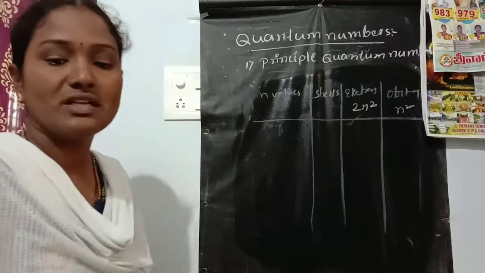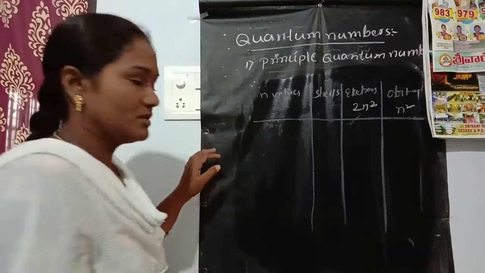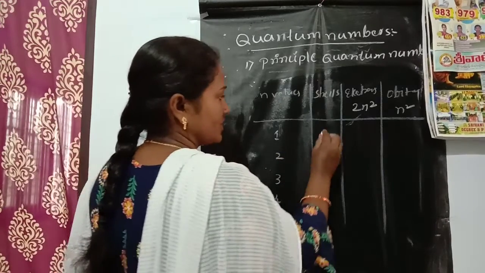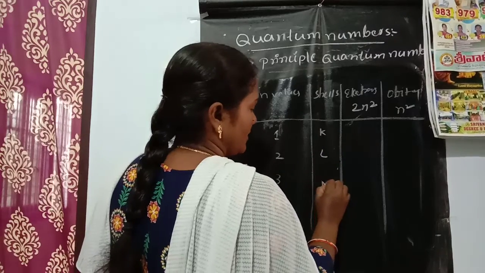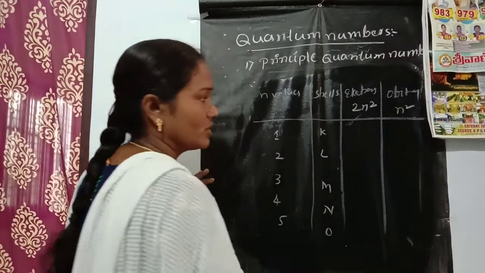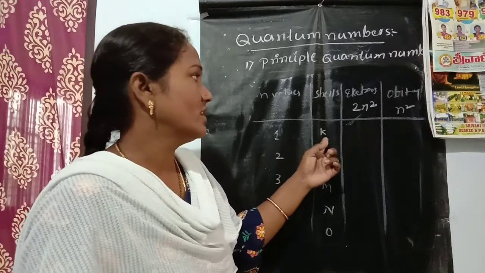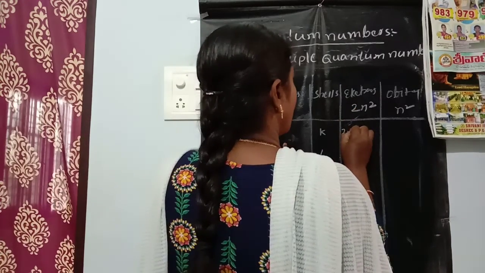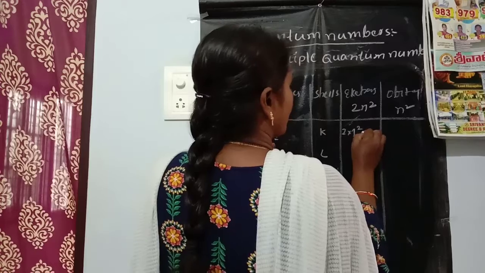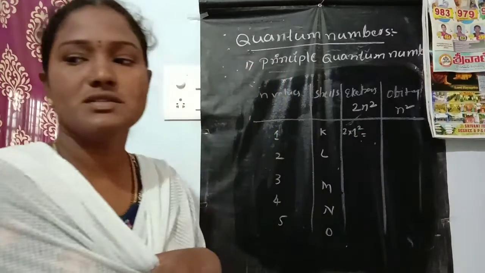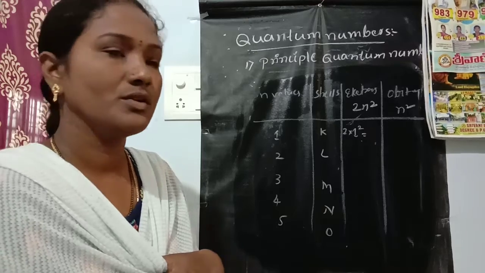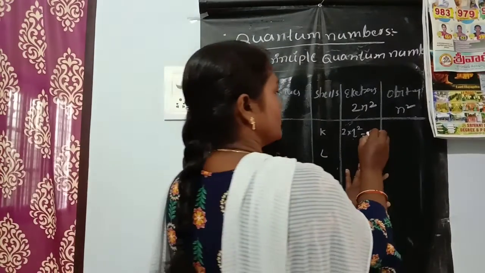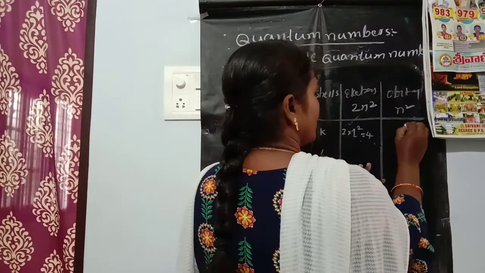First one is n values: 1, 2, 3, 4 or 5. Number of shells: K, L, M, N or O. Number of electrons is 2n square. Substituting n equals 1: 2 into 1 square equals 2 ones are 2. So K shell has 2 electrons, and the orbital count is 1 square, 1.